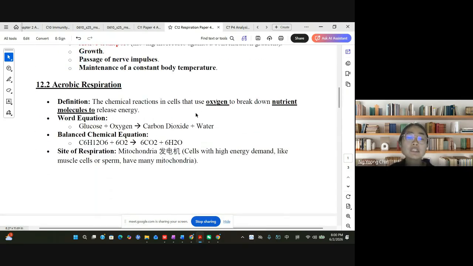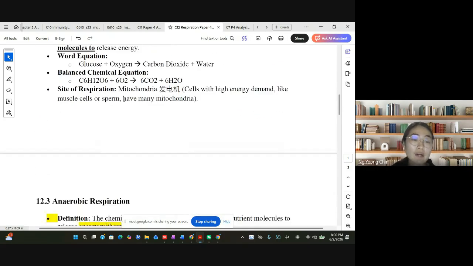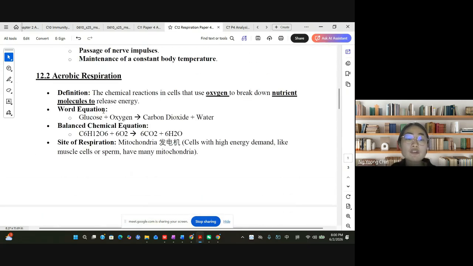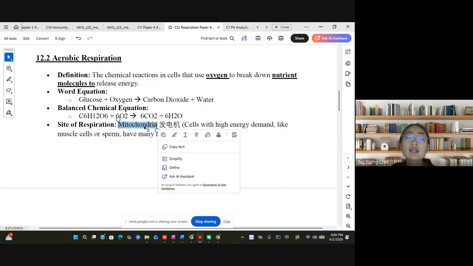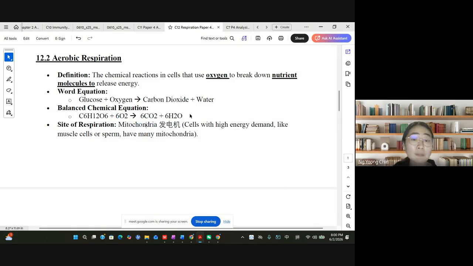And then you have another one, which is aerobic. Oh, sorry, yeah, you have aerobic and anaerobic, right? So this is the equation for the aerobic respirations. So essentially, right, it happens inside the mitochondria. Yeah. And then what kind of cell has the highest number of mitochondria?